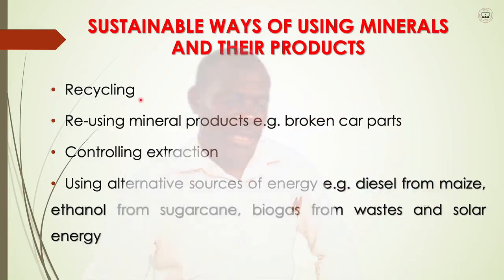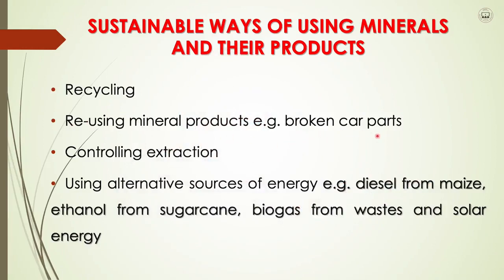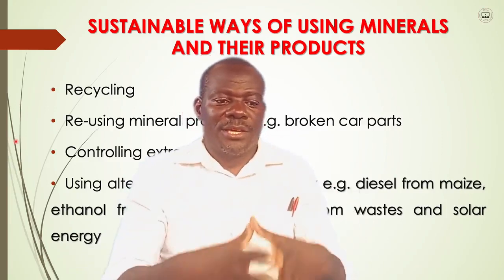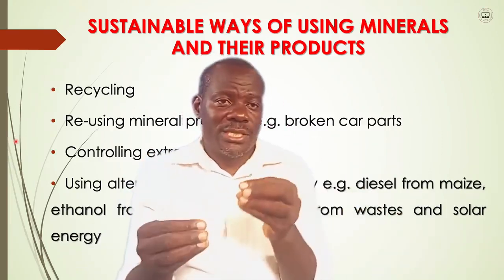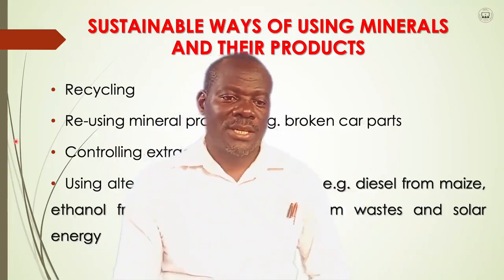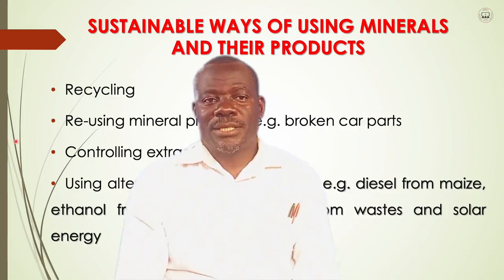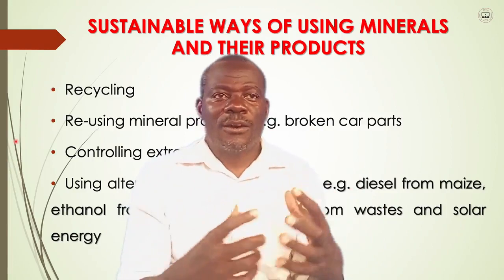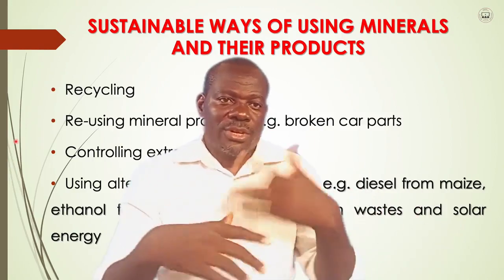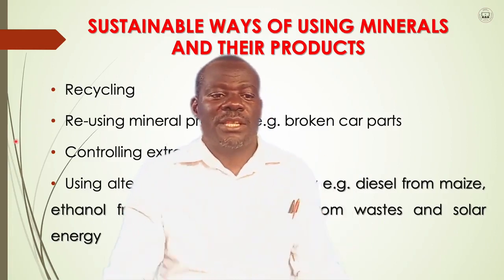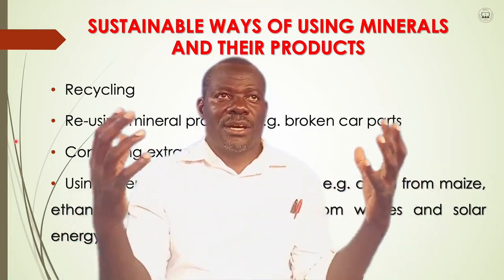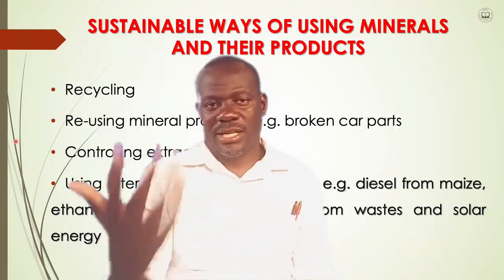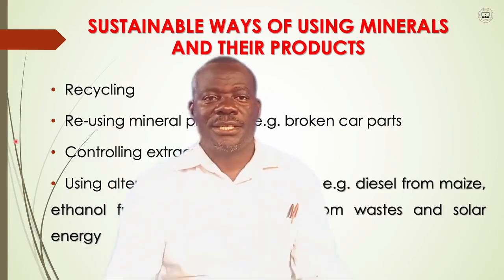So recycling. Reusing mineral products, e.g. broken car parts, just as we have talked about. You can reuse the parts for other purposes. For example, the tires for the car, you can use the same tire for the ox cart, something like that. So that is a sustainable way of using the minerals, rather than just saying, all right, these tires are worn out, then you throw them or burn them. That cannot be a proper way of sustaining the minerals.